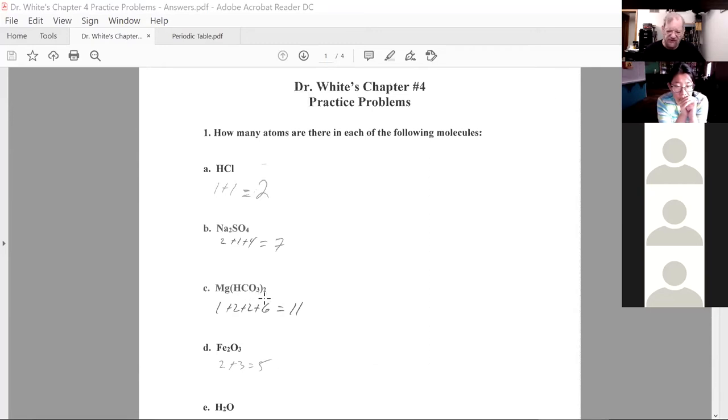Now, when you have parentheses, you multiply everything inside the parentheses by the number outside, the subscript to the right of the parentheses. So I have one magnesium, one hydrogen, but times two is two. One carbon times two is two carbons. Three oxygen times two. Oh, I did it right. Six. And that's how you do it.